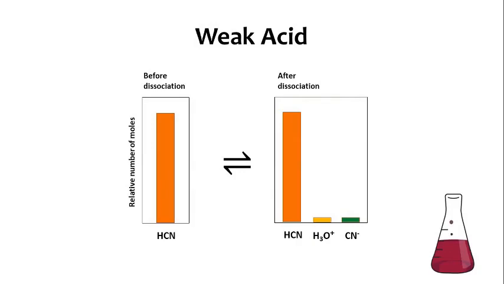This picture defines the meaning of slight dissociation. After dissociation, a large amount of HCN molecules remain intact, while a very small amount of hydronium ion and cyanide ion has been produced.